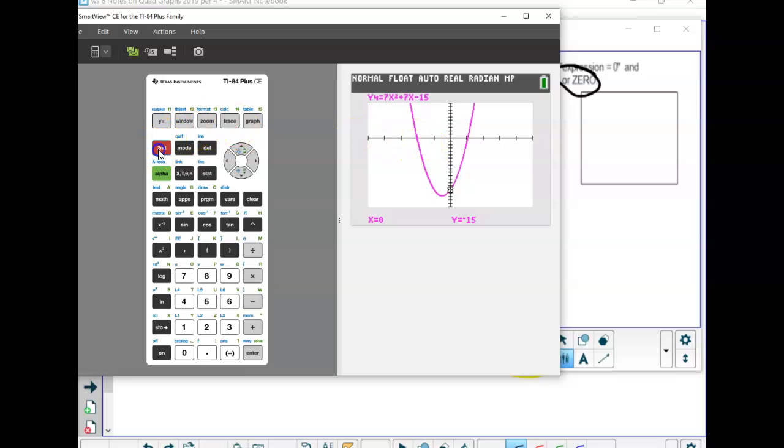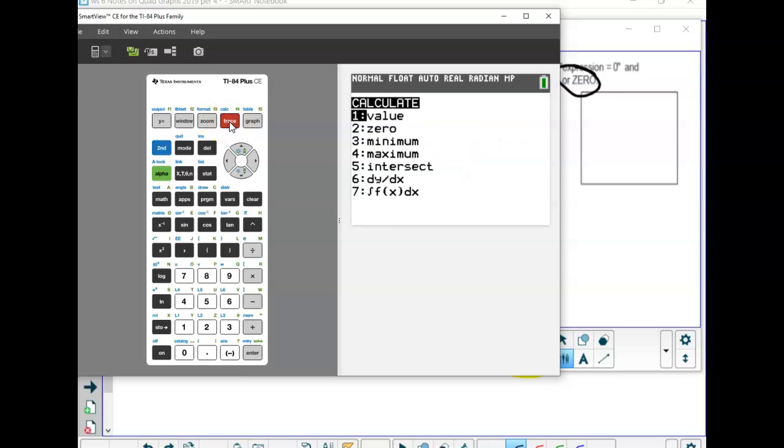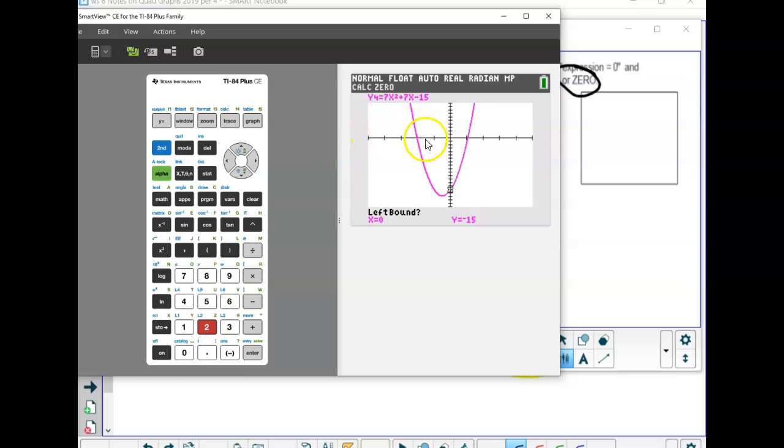So it's okay to say I want to find a zero, second trace number 2, and it's somewhere around negative 2. So what numbers are to the left of negative 2? I'm just going to type in a left bound of negative 3, enter. What is to the right of there, clearly? Negative 1 or even 0 would work. And I'm going to type in a right bound.